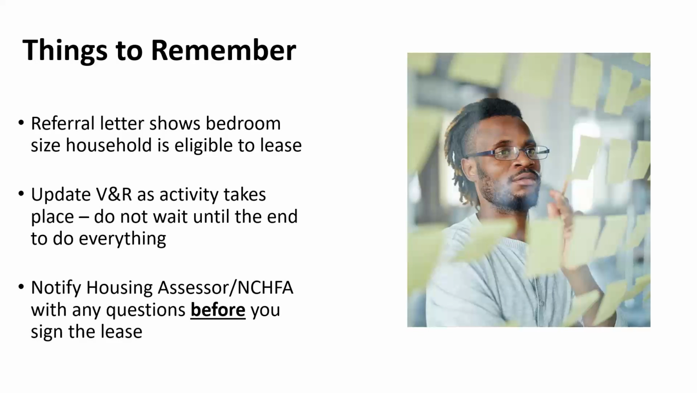Some things to remember: the referral letter shows the bedroom size the household is eligible to lease. If the referral letter says the household is eligible for a 1-bedroom, but you try to reserve a 2-bedroom, you will receive an error message. Should there be a change and DHHS has now authorized a 2-bedroom, it will be up to DHHS to modify the referral so you can move forward. You should be updating Vacancy and Referral along the way as various activities happen, and you will not be waiting until the end to do everything.